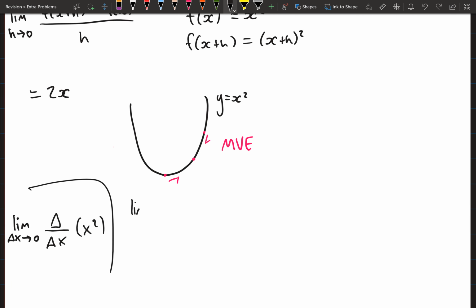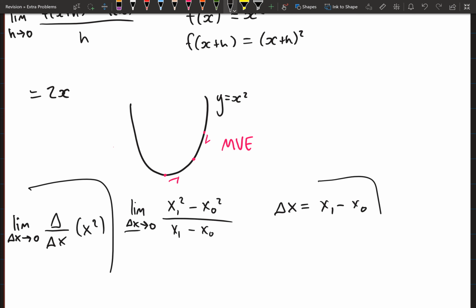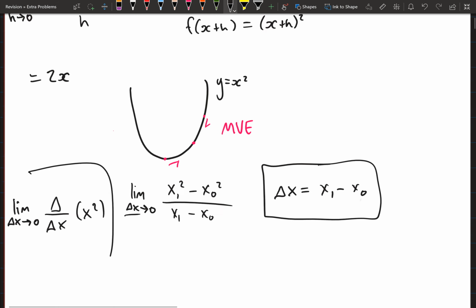Well, we can take the limit as delta x tends to 0 of x1 squared take away x0 squared divided by x1 take away x0. This is our definition still, and you may be confused because now we don't have to deal with this delta x, but the delta x is defined by x1 minus x0. Okay, that's pretty obvious there. That is the difference between two different x values.